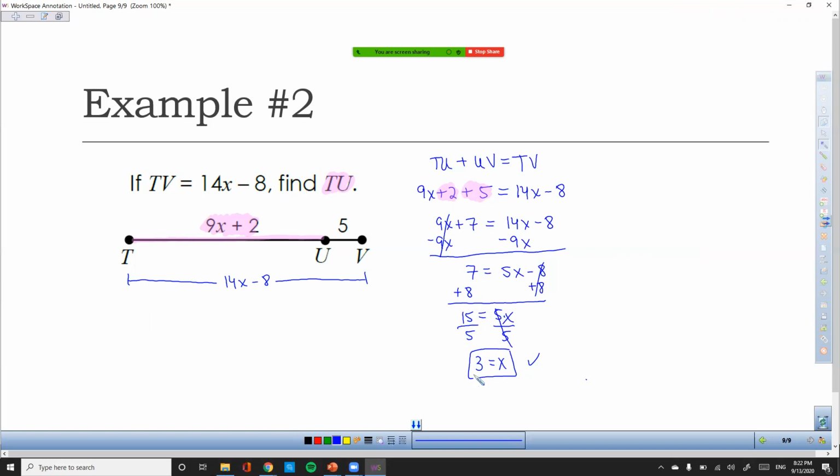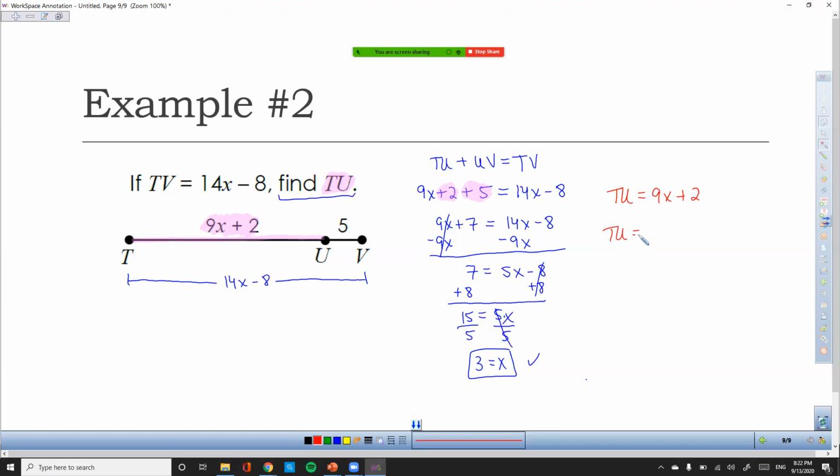Is the question asking me for x? No, right? Again, the question is asking me to find the length of segment TU. So once you have your x, now all you have to do is substitute it into the equation. I'm going to write it over here. I know the length of segment TU is 9x plus 2. Well, you already know what x is, right? We found out that x is 3. So now all we have to do is substitute into the equation.